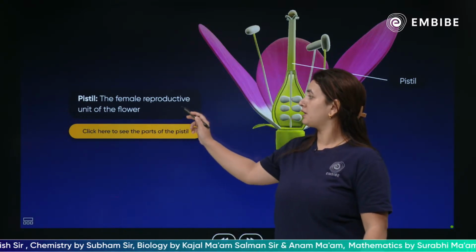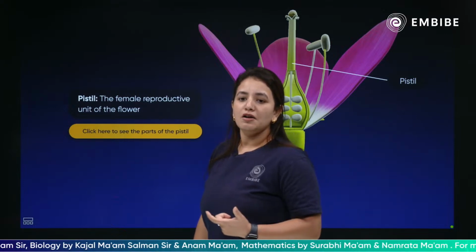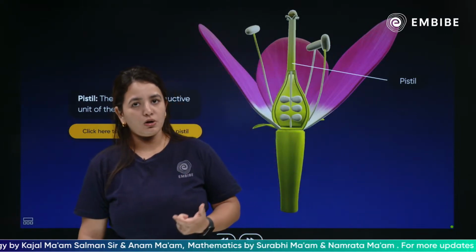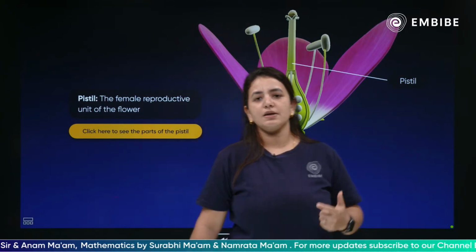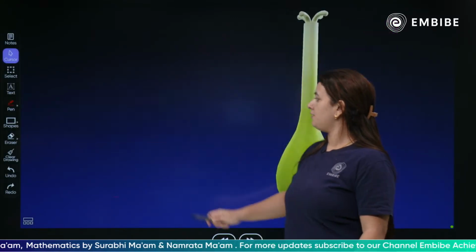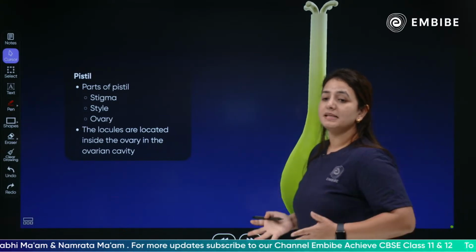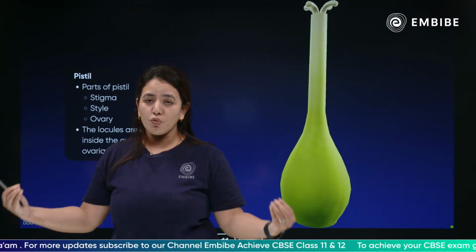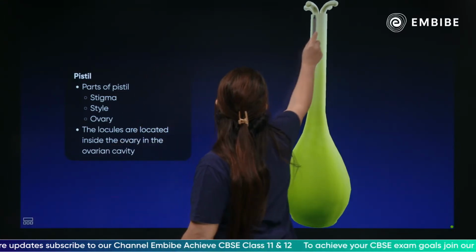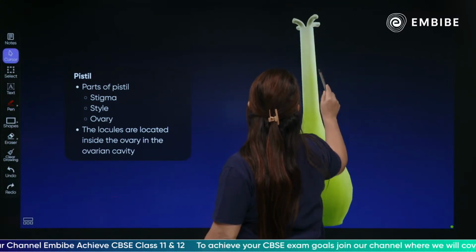The female reproductive unit of the flower is called the pistil, and you can also call it the carpel. Let's see what the various parts of the pistil are. The pistil is further divided into stigma, style, and ovary. This is the stigma, the style is the long cylindrical part, and this part is the ovary.